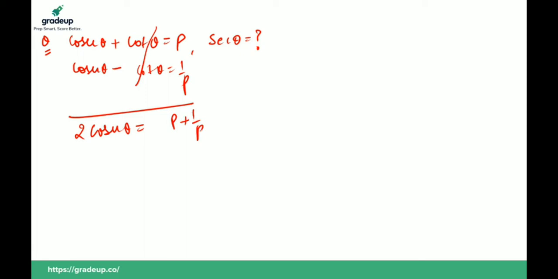Now, guys, whenever you are having cosec theta plus cot theta, always remember cosec theta minus cot theta will be 1 by p. Now on adding, we will get 2 cosec theta is equal to p plus 1 by p. Then cosec theta is equal to p square plus 1 divided by 2p.